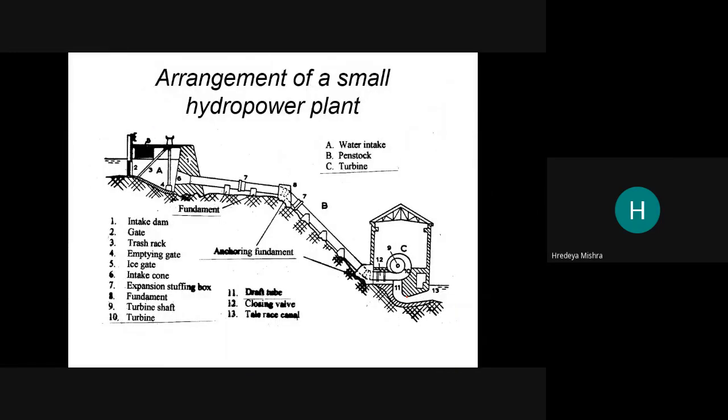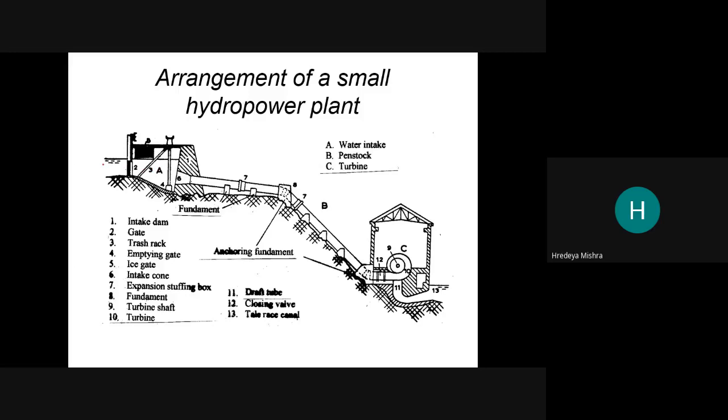Now, the arrangement of a small hydropower plant. So, what is needed? Number one is the intake dam. The dam is here, and second number, the reservoir, from here the water enters the dam. Third number is the trash rack.